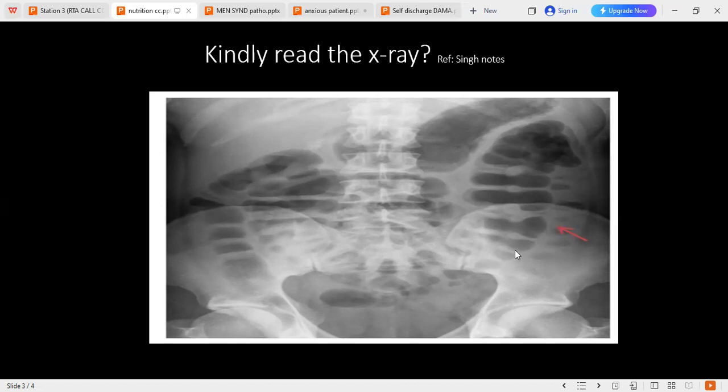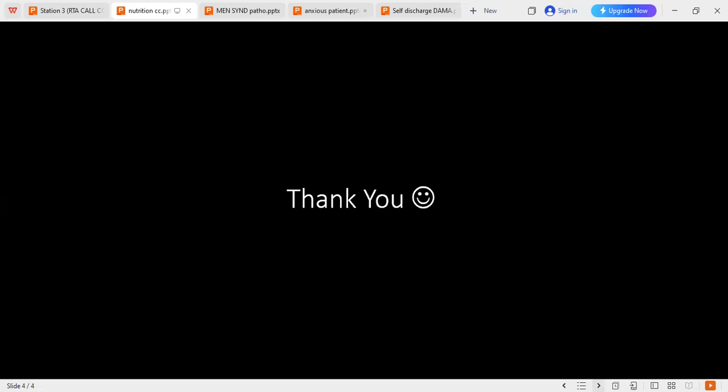It signifies there is some obstruction in the bowel, which in Crohn disease, there is a strict possibility of a stricture. The stricture can cause the dilatation of the bowel. Good. Thank you.